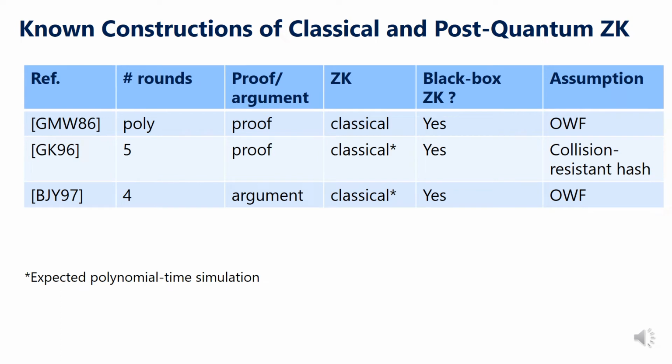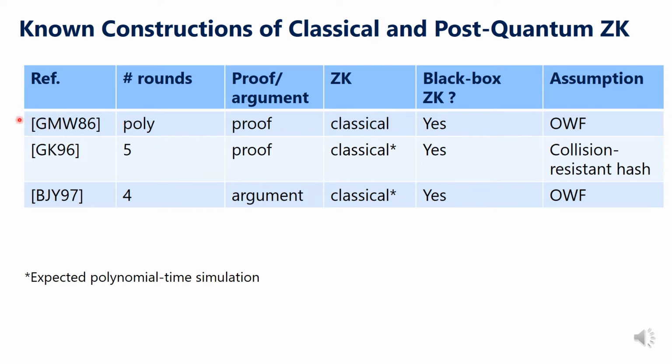Here I review some known constructions of classical and post-quantum zero-knowledge protocols. I remark that this is not an exhaustive list of known constructions, and I just picked some of the works most relevant to our work. The first classical zero-knowledge proof for NP languages was given by Goldreich, Micali, and Wigderson based on one-way functions. However, their protocol has a polynomial number of rounds if we require negligible soundness error.